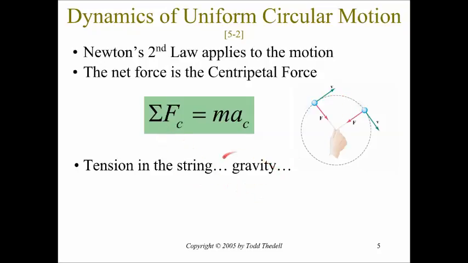I threw in the word gravity because we don't always have a string when we have something going around. So if we put the Earth in the center and we have the moon going around us, it would be gravity that's causing that centripetal force. We will definitely look at that later on in this chapter. But right now we're going to focus in on things like balls on strings.